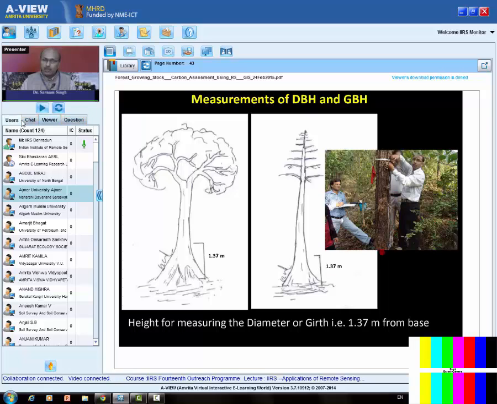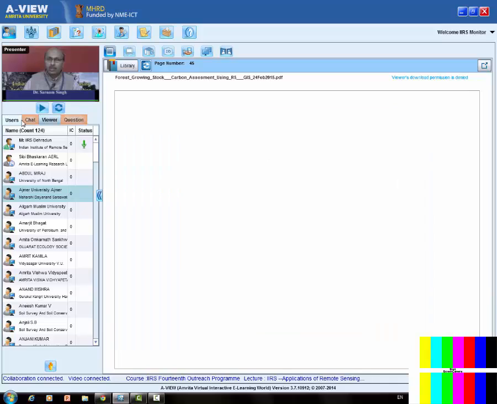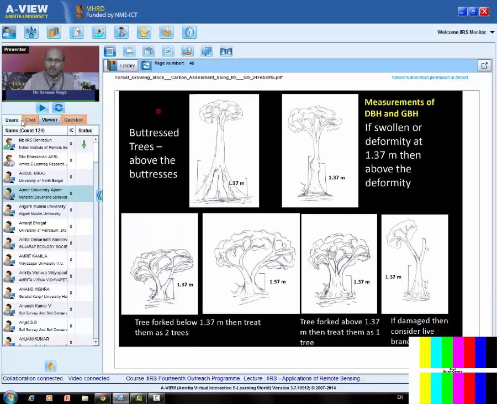And you can see in this picture, this is from the base, it is 1.37 meter, and this is the tape which is put here, and you can find out the GBH of that. Let us see the steps. The first step is to find out the height from the ground and mark it with a pencil or chalk or something. Then you put the tape here, and you can exactly find out the GBH. So these are the steps for making the observations in the field. There are different conditions, so depending upon your experience you'll be able to handle these things.